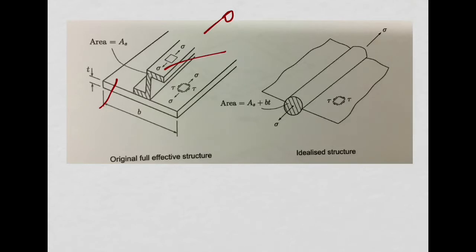So this is the main thing in structural idealization: how much should the area of my boom be so that these two structures are equivalent? Right? That's the point. We don't want to put just any area there. We need to calculate that area so that the two structures are equivalent.